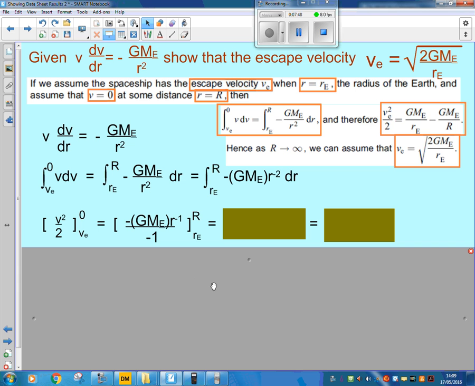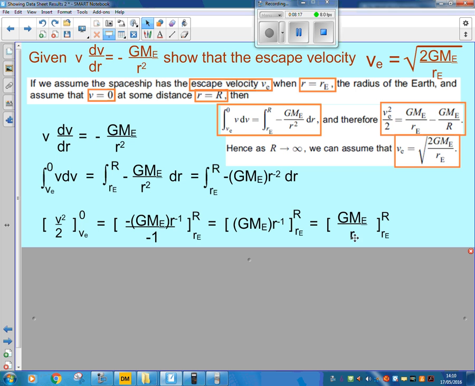Now, first stage, I can simplify this because dividing by minus 1 just changes the sign. It was a minus sign, so it just changes it to a plus. So those cancel out, and I'm left with GME r to the minus 1. And then, to make it a little bit easier to understand, just like r to the minus 2 was dividing by r squared, r to the minus 1 is dividing by r. So I get GME over r, there's our limits.